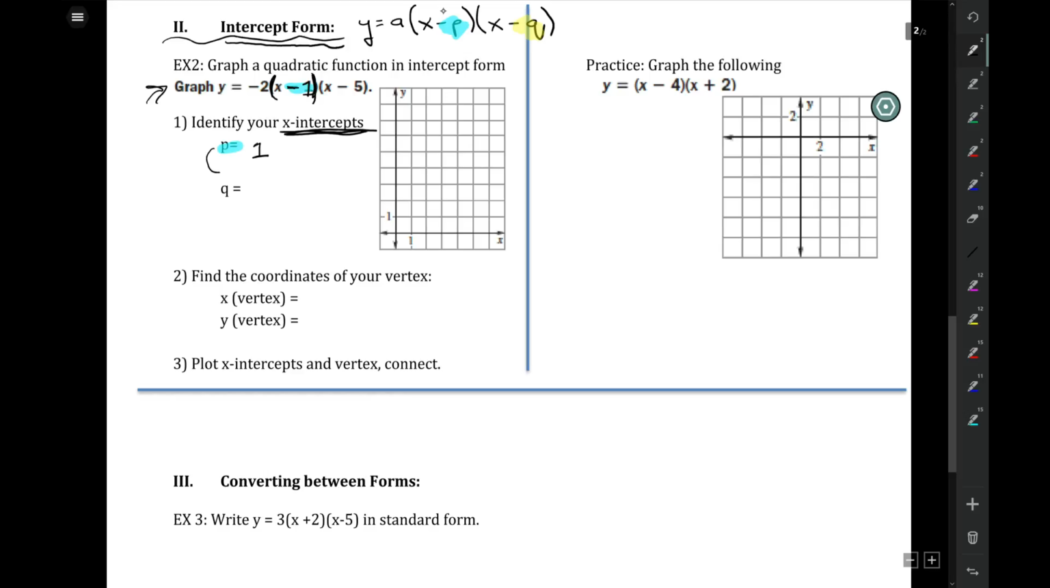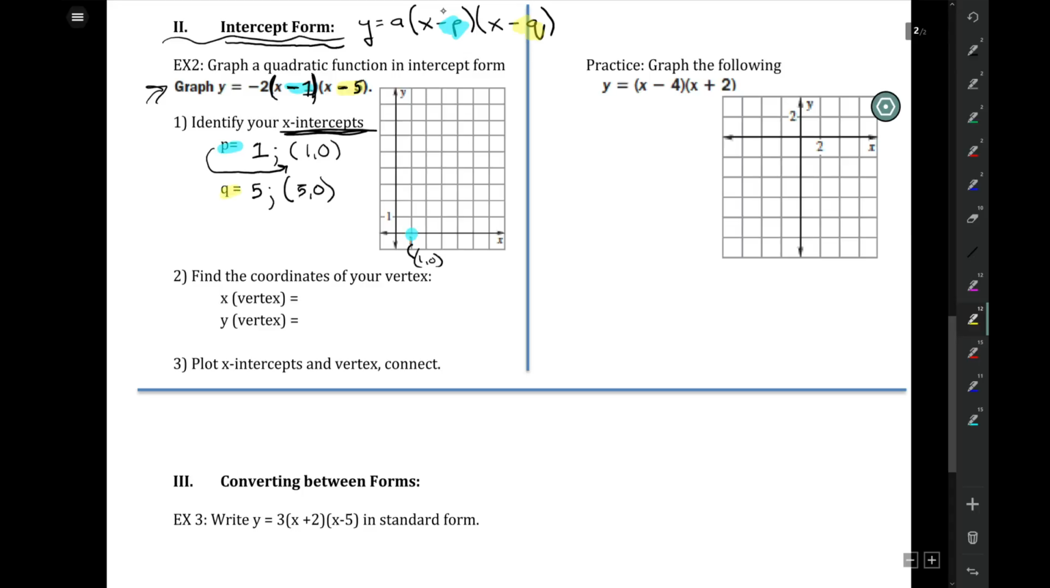Now, what that really is, is your x-intercept. So you already have the point 1, 0. The x-intercept. Q is pretty similar. Q is at the -5 spot. So Q, despite looking like negative again, is actually 5. So you have 5, 0. Boom.